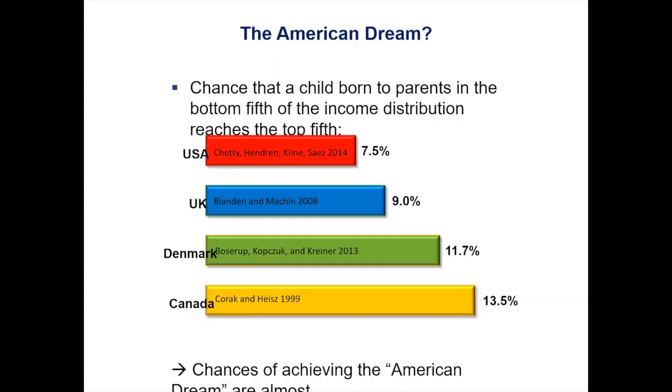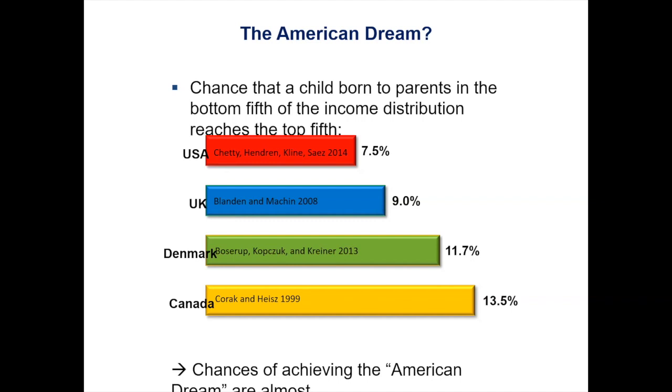Chance that a child born to parents in the bottom fifth of the income distribution reaches the top fifth. USA 7.5%, UK 9%, Denmark 11.7%, Canada, where I'm from, 13.5%. Notice that's the chance of reaching the top fifth. You're born to parents in the bottom fifth. That's a chance of reaching the top fifth. And his point is, you've got a lower chance here than in other countries. And we can talk about one reason that might be in a minute.